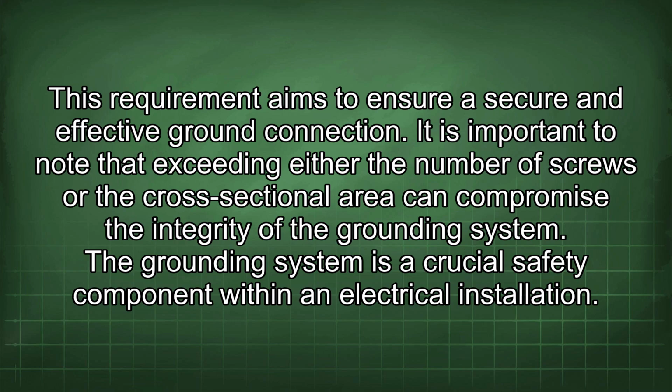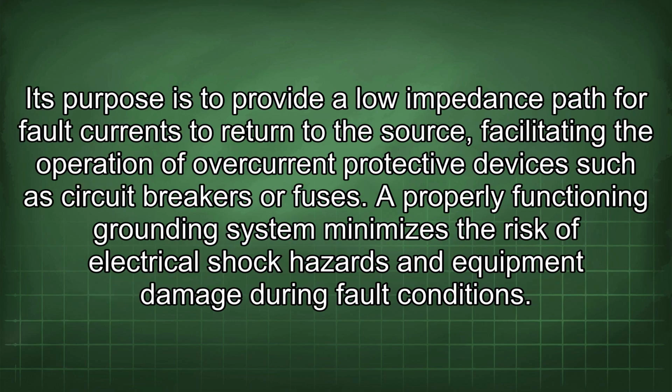It is important to note that exceeding either the number of screws or the cross-sectional area can compromise the integrity of the grounding system. The grounding system is a crucial safety component within an electrical installation. Its purpose is to provide a low impedance path for fault currents to return to the source, facilitating the operation of overcurrent protective devices such as circuit breakers or fuses. A properly functioning grounding system minimizes the risk of electrical shock hazards and equipment damage during fault conditions.